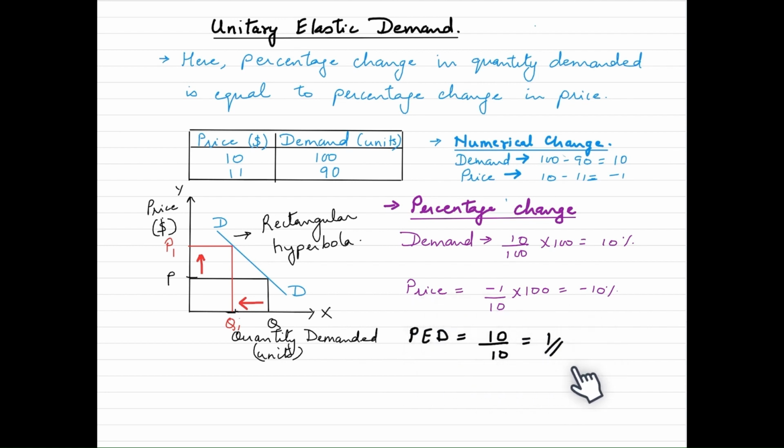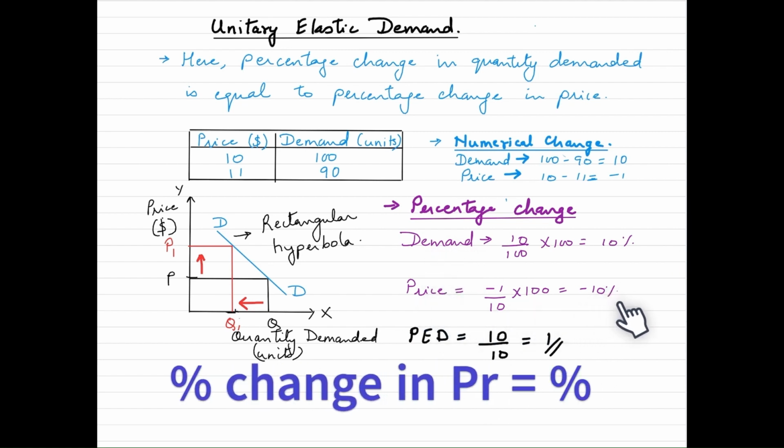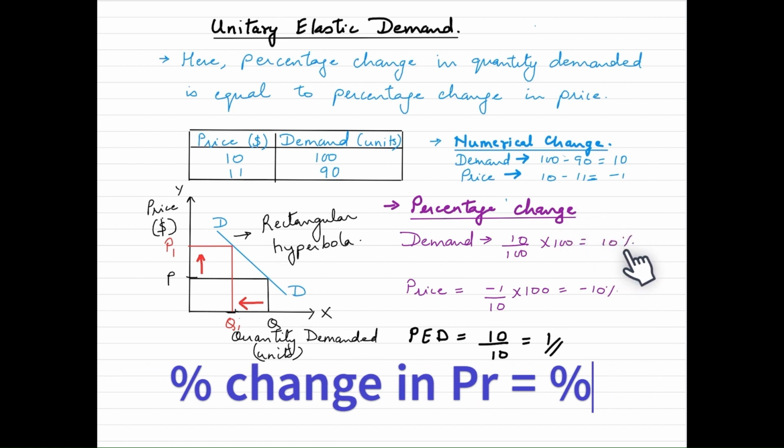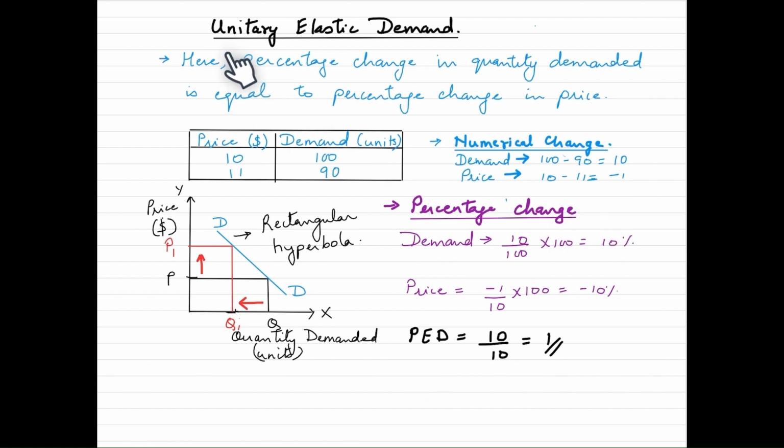Now what does this indicate? It indicates that whenever the price is changing by a certain percentage, the quantity demanded would also change by that percentage. So that's what we mean by unitary elastic demand. Now when we plot the diagram here, on the y-axis we measure price in terms of dollars, on the x-axis we have quantity demanded in terms of units, and we can see that the change in price is almost equal to the change in quantity demanded.